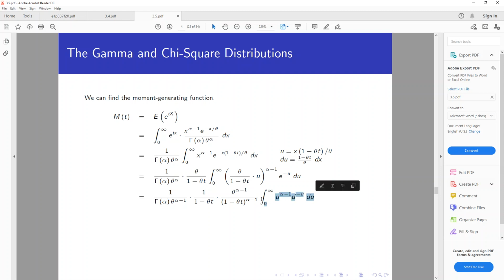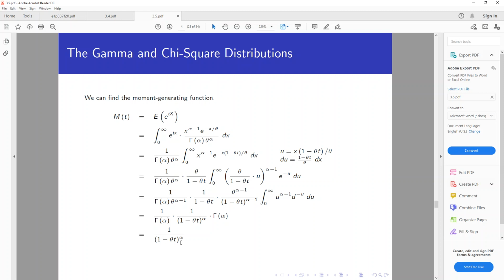Notice the form of this is the gamma function. This is gamma of alpha. Over here, your theta to the alpha minus 1s cancel each other out. Up here, notice this became theta to the alpha minus 1 because this theta canceled with one of those. So these two cancel each other out. The gamma of alphas are going to cancel each other out. When we combine these two together, then we get this nice, simple moment generating function, 1 over (1 minus theta t) to the alpha.